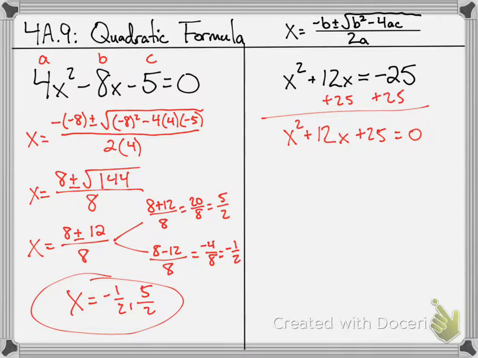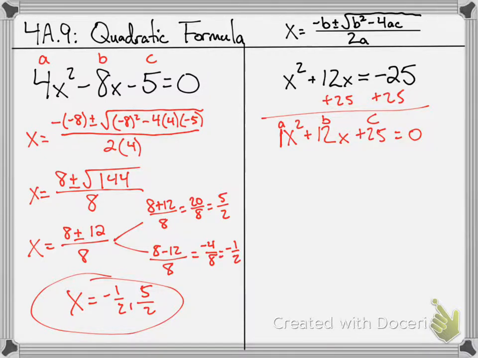Now we're going to have our three terms. So we got our A, our B, and our C. You'll notice there's not a number you can see in front of the x squared. That means the A is going to be a 1. So we have an invisible 1 there as our A term.